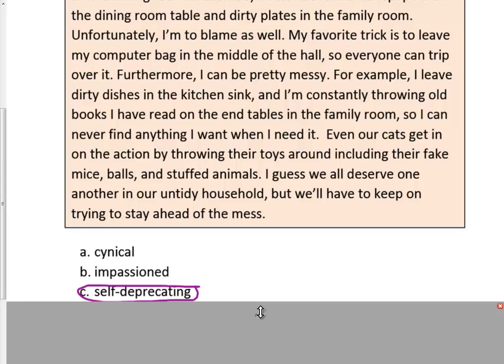Self-deprecating. That is the absolute correct answer. The author is belittling herself or kind of making fun of herself.